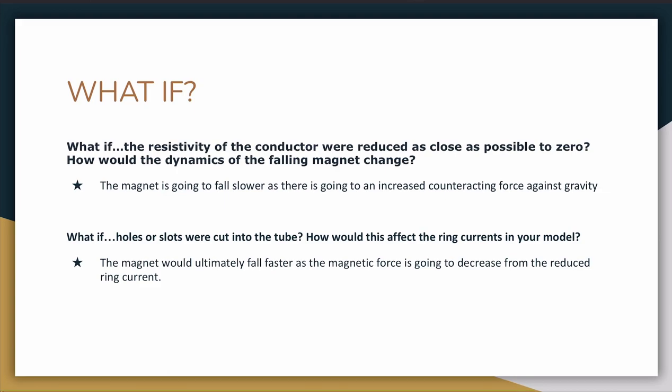And then we're also asked, what if there were holes in the tube? This would cause the magnet to ultimately fall faster, as the magnetic force is going to decrease from the reduced ring current.